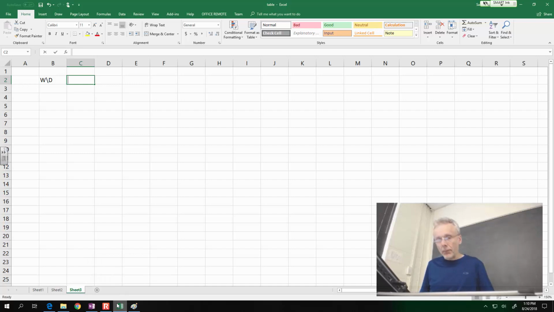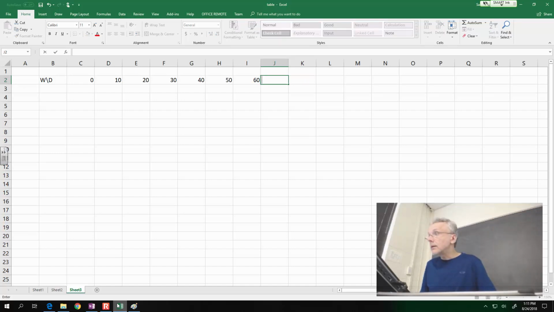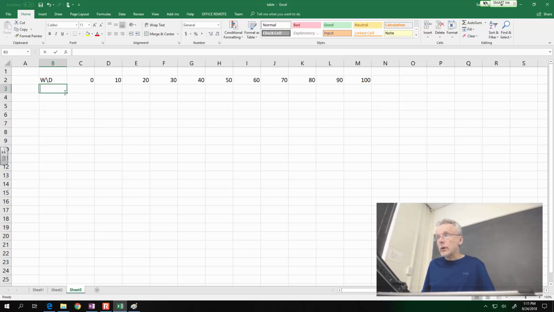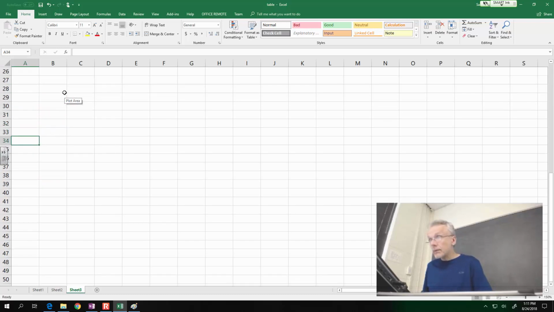Okay, so the depths are 0, 10, 20, 30, 40, 50, 60, 70, 80, 90, and 100. And similarly, the widths are here, so it will be 0, 10, 20, 30, 40.